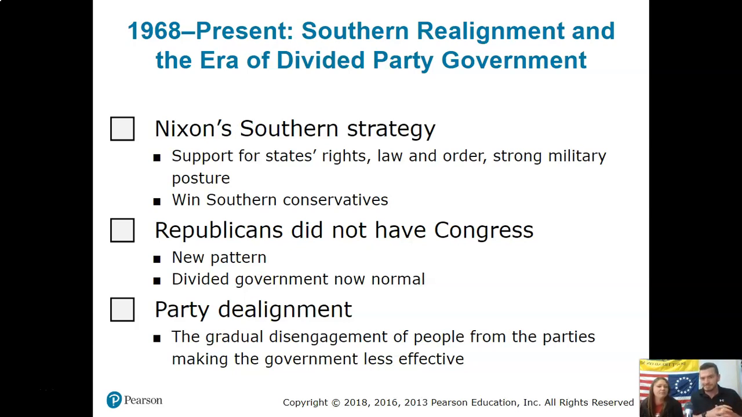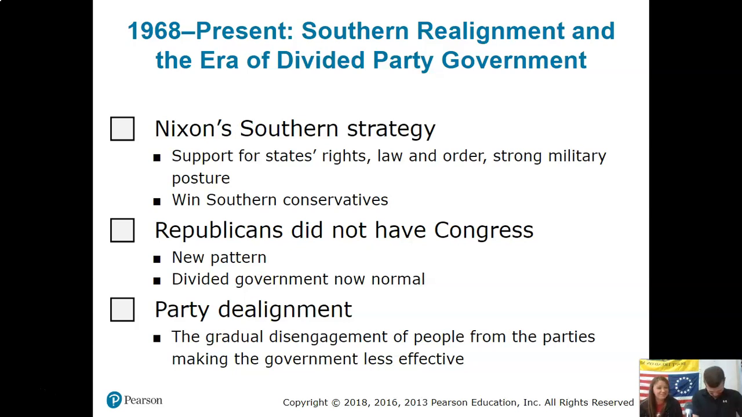So Republicans did not have Congress under Nixon, I guess. So this is now the new pattern. This is going to start the era of divided government, where the president is one party and one or both houses of Congress are the opposite party. That's the new normal. Even when we have a unified government, usually in a midterm election, one of those houses of Congress is going to flip. And so that brings us to party de-alignment.